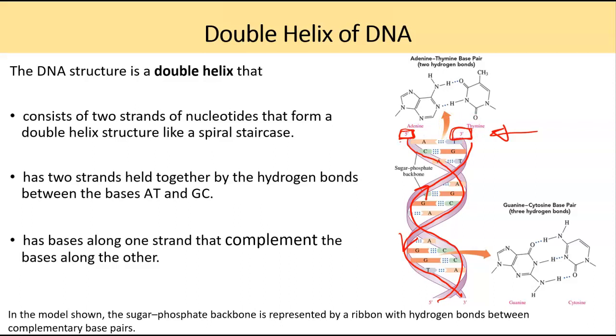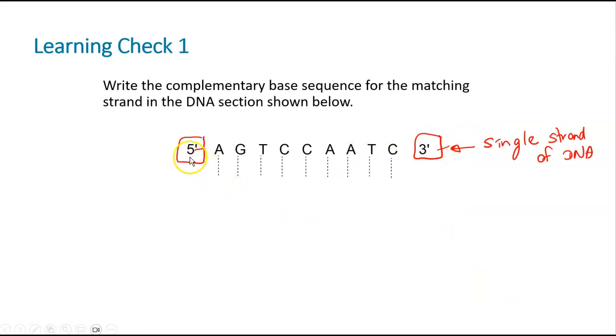Okay, so when you are writing the complementary base sequences, you need to know that if one single strand has the base sequence like this, where this end is 5' of this sequence, then the other sequence should have 3' at the same side, and this one will have 5' on the other side. That's something you should remember when you're writing the complementary base sequence for the matching strand.